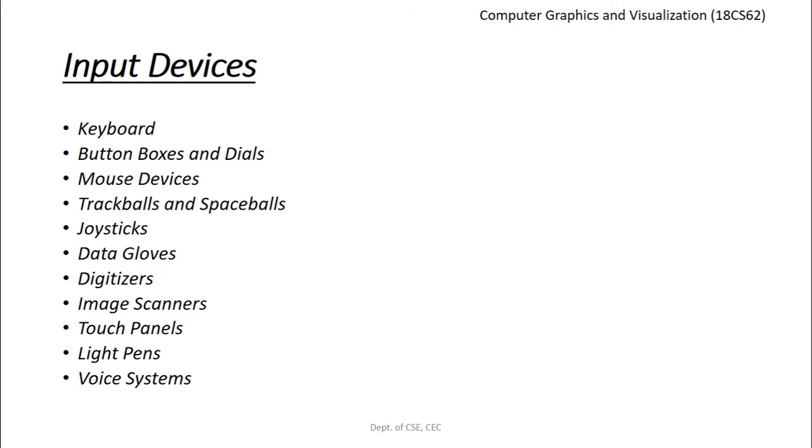If you have used CROs in some of the digital or analog labs, as you can see, it is provided with lots of dials which you can turn in order to modify the values. Something similar to that, we have the button boxes and dials. Buttons are often used to input predefined functions, whereas dials are the common devices for entering the scalar values. The next type of devices that we have is the mouse devices.